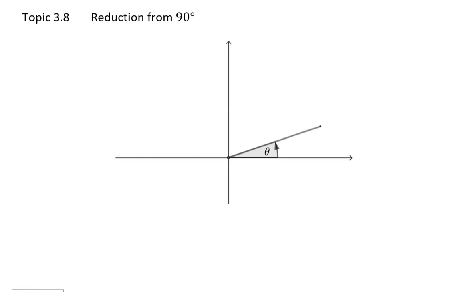Hi grade 11s, we're on to topic 3.8, which is our last type of reduction. This is reduction when you're working with 90 degrees.